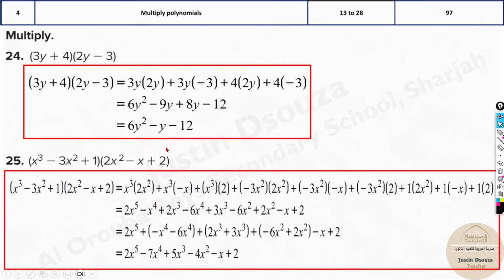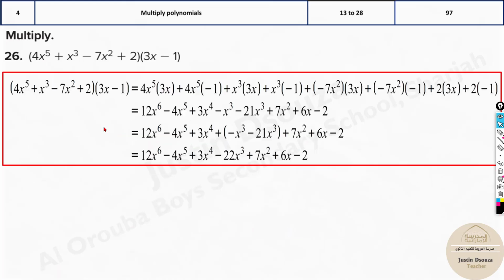Even over here, and same thing over here. Now this one is not that difficult. It's only one variable, x. So just multiply. You can see here the highest degree was 5 and we have a degree of 1 multiplied to it. So the highest degree must be power 6. So what you can do is just start multiplying one by one.